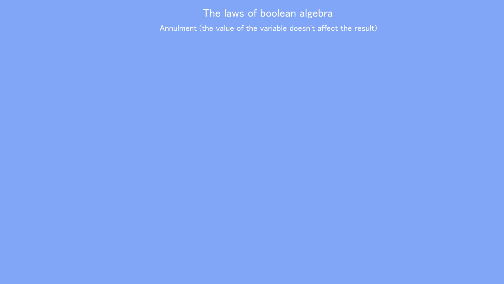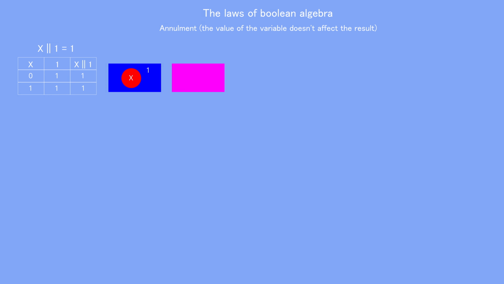The first law: x or true equals true. False or true equals true. True or true equals true. So the result is true no matter what value has input variable x. All or x is all.